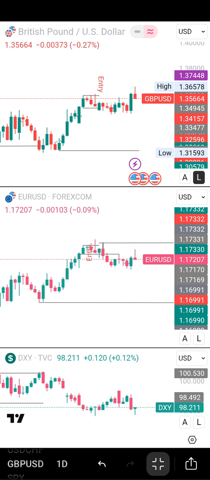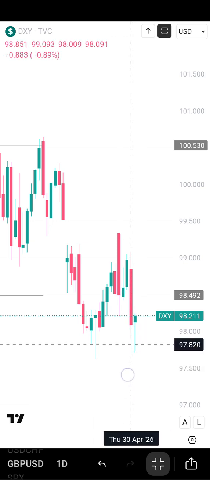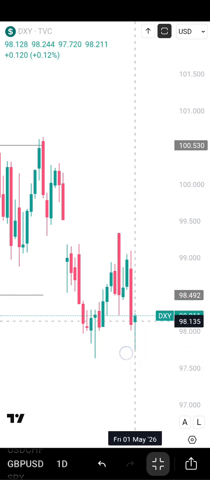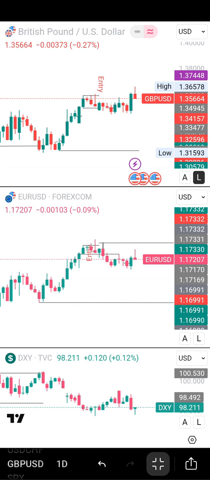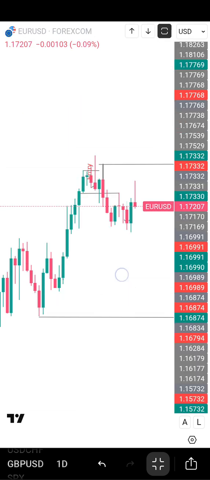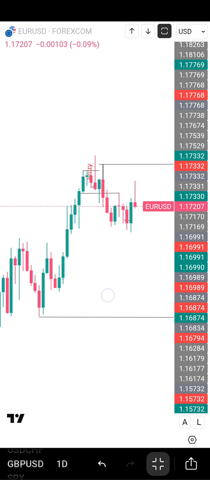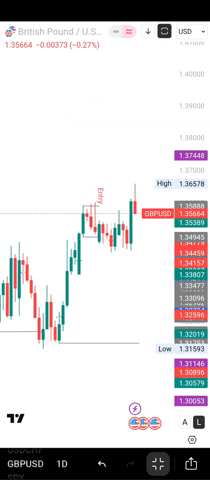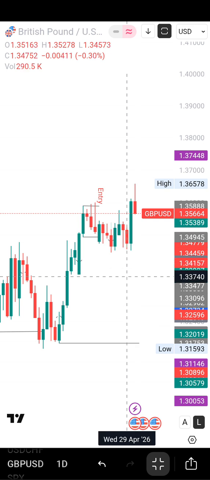Now on the daily time frame, let me show you on DXY. On the DXY here, you can see price is already forming a CRT. Let me show you here, a CRT forming already to the upside. Then on Euro USD, this is also a CRT forming to the downside. All right, then on GBP USD is also a CRT forming to the downside. So which one do you think might work?